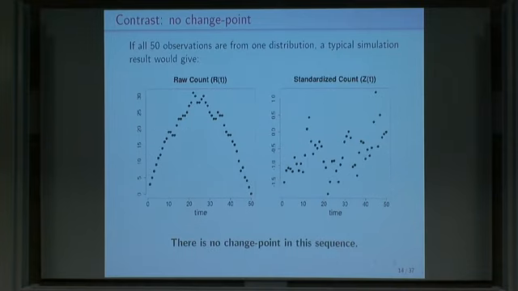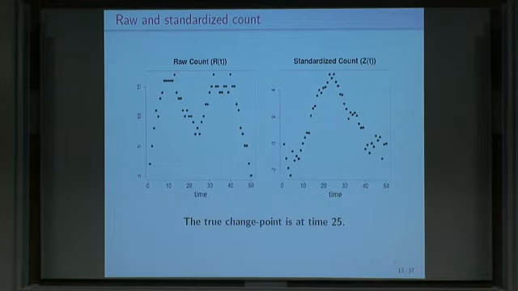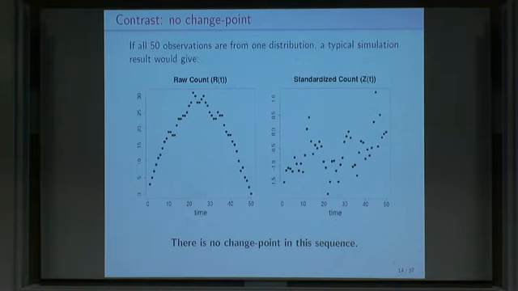And as a contrast, this is a typical result of a simulation with no change point. Still, this is a raw count, and this is the standardized count. And we see that it's very random, and also the scale is different. Here, the maximum is around 1, and if we compare to the previous one, the maximum is around 5. So we can see this very clearly.